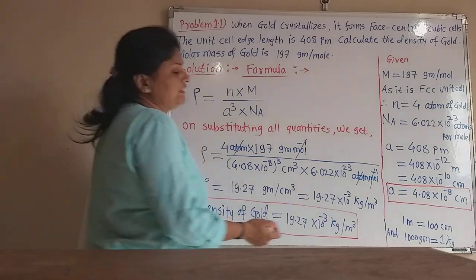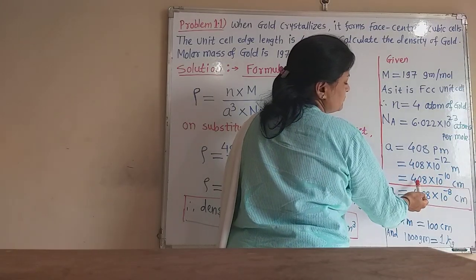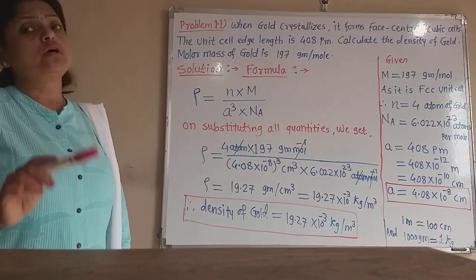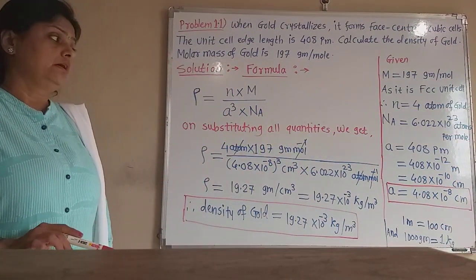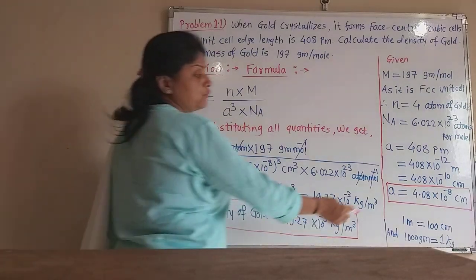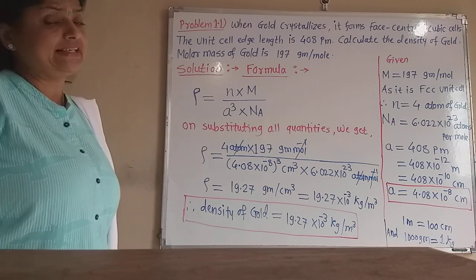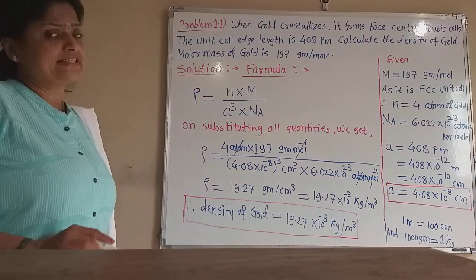If you take the value in this way, that is 408 into 10 raised to minus 10 centimeter, that is also correct. That is not wrong. If you do not give the point, and do not convert it into 10 raised to minus 8, then still it is correct.